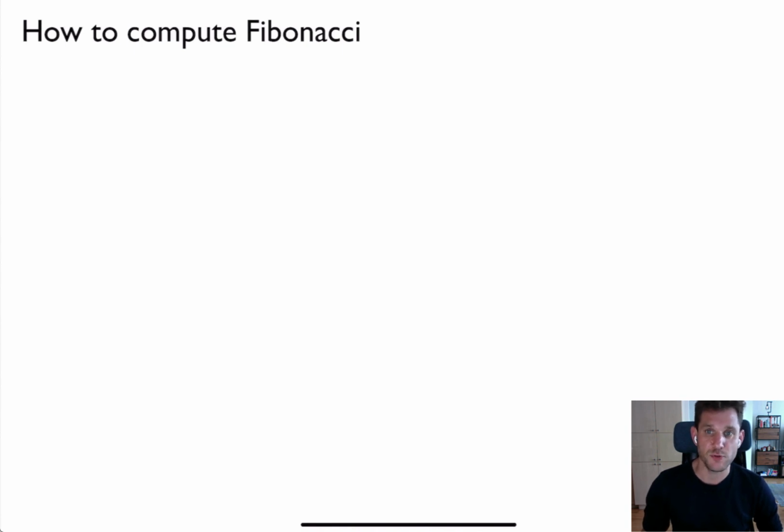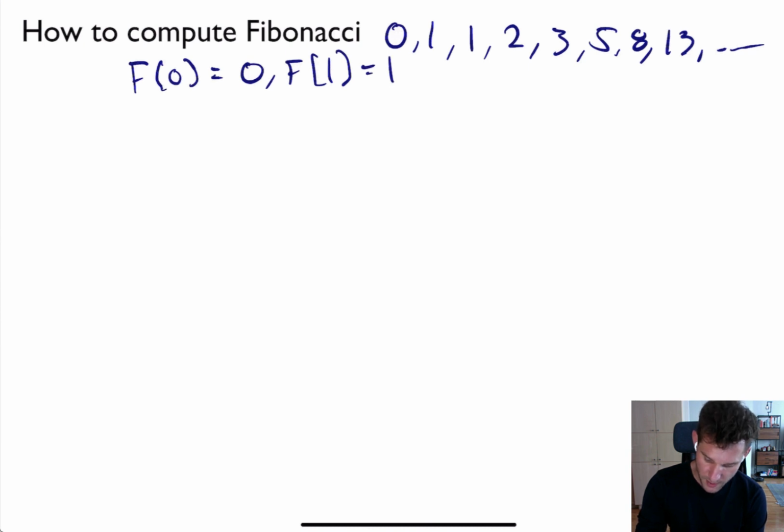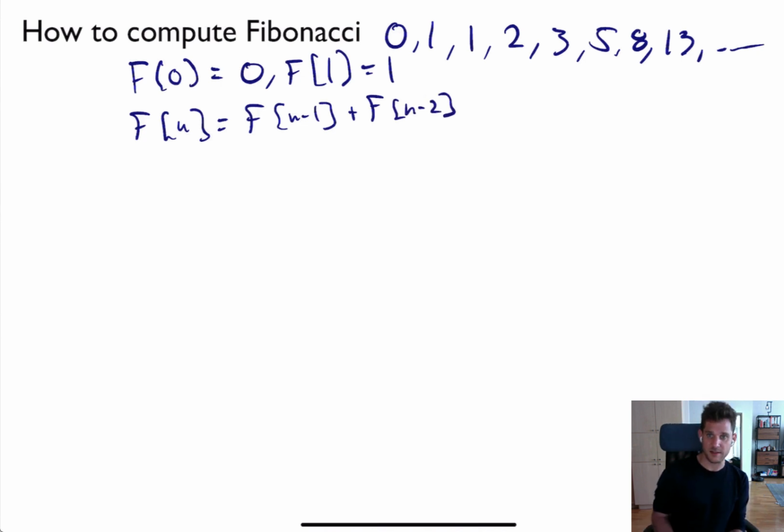So now let's think about how to compute the Fibonacci numbers. Just to remember, the Fibonacci numbers start as 0, 1, 1, 2, 3, 5, 8, 13, and so forth. But as you probably recall, the way you define the Fibonacci numbers is f of 0 is 0, f of 1 is 1, and then for any larger n, f of n equals f of n minus 1 plus f of n minus 2. Right? That's the standard definition of Fibonacci numbers. You just add up the last two terms to get the nth term.